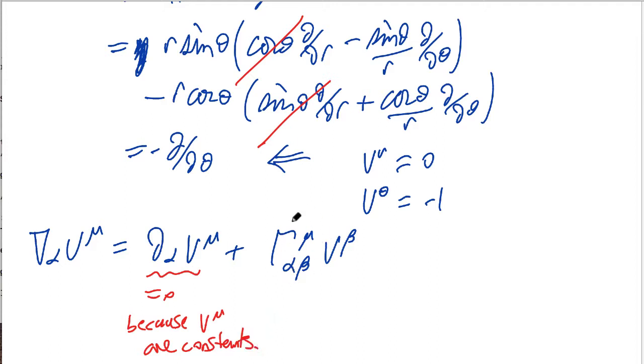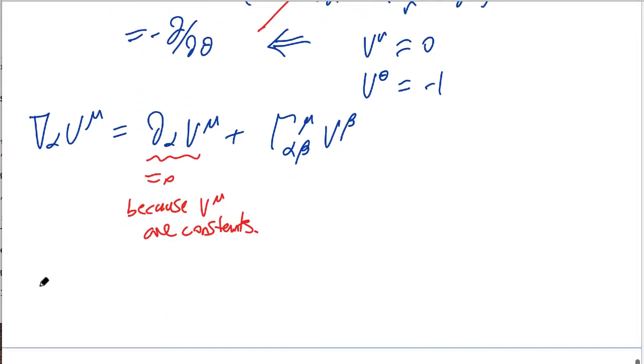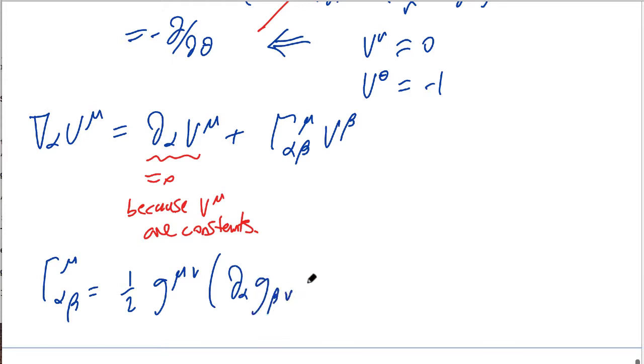But we have to work a little bit harder to compute the Christoffel symbols in this case. So let's take a look. We have gamma mu alpha beta is 1/2 g mu nu times partial alpha g beta nu plus partial beta g alpha nu minus partial nu g alpha beta.